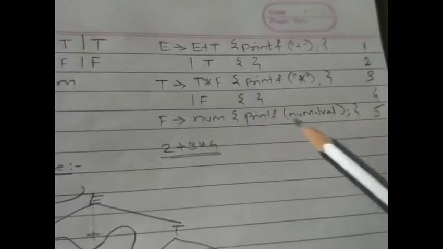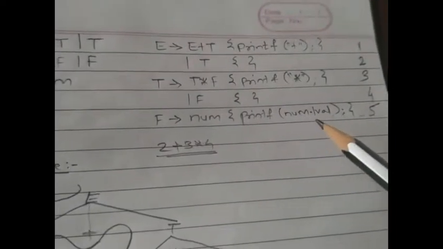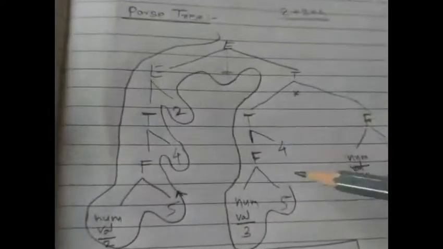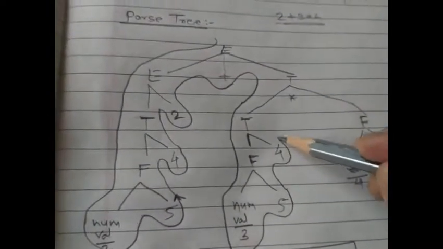So what is semantic action 5? Semantic action 5 is printf num value. So what is num value? Num value is 3. So we will be printing num value as 3. Now just move ahead. So 5, then 4.